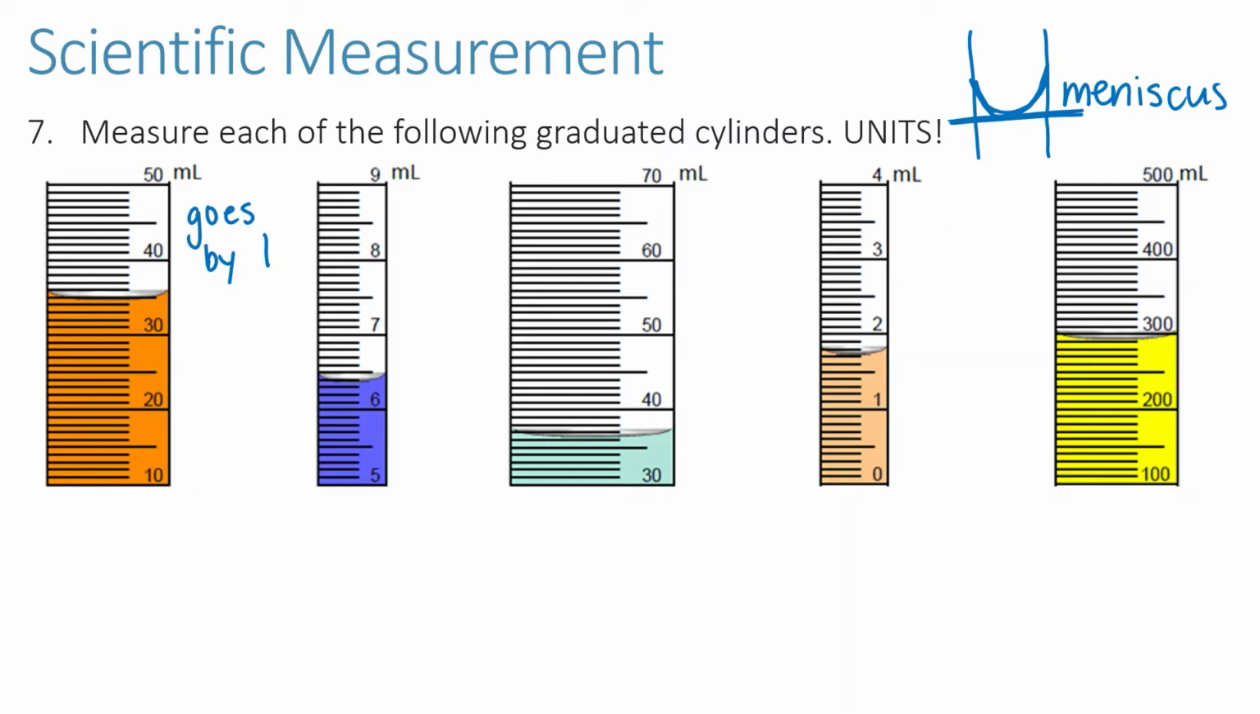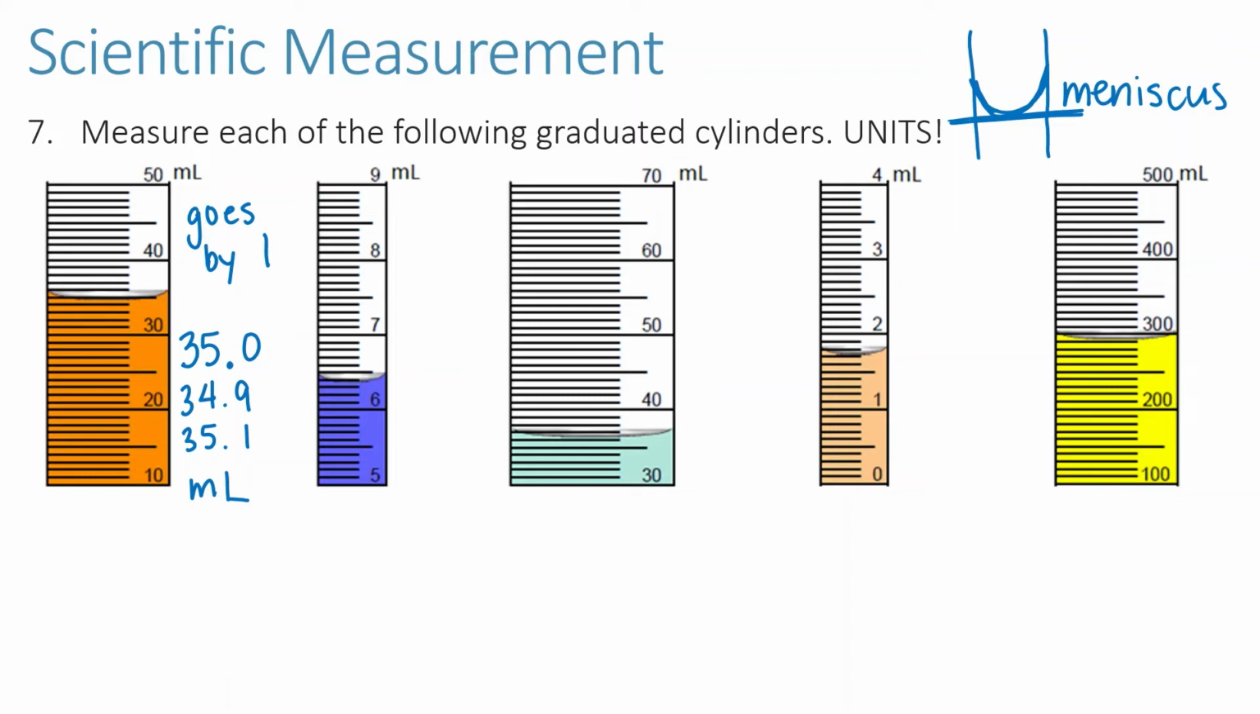If I wanted to measure this meniscus, this curve, I see that it's resting exactly on 35. So I am certain of the 3 and I am certain of the 5 because I have increments for that. I would need to estimate my next digit. To me, it looks like it is exactly on 35, so I would need to put 35.0. If you thought it was just under that, you would put 34.9. If you thought it was just over that, you would put 35.1. The units on all of these would be milliliters.